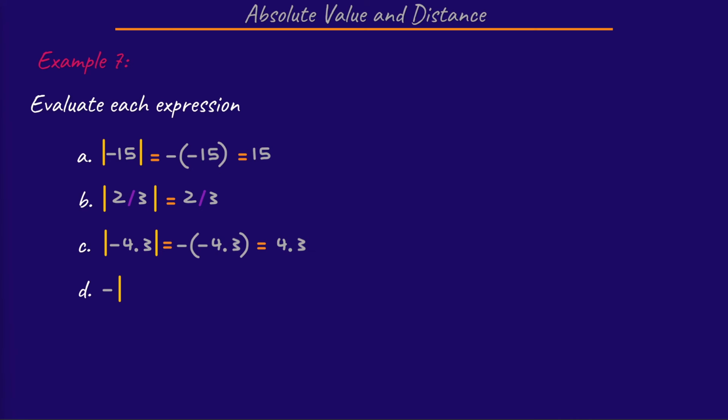We have here negative, the absolute value of negative 6. Now let's get started with the absolute value of negative 6. So it will be negative multiplied by negative 6. So it will be positive 6 multiplied by the other negative, which is outside the brackets. The answer will be negative 6.